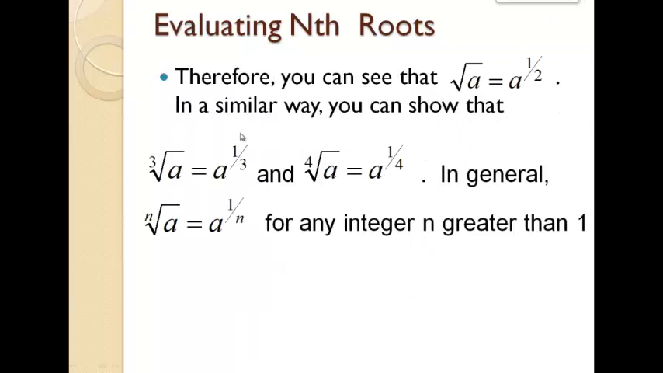So we can likewise do a similar proof for any of the other roots, and we're going to find that they are fractional exponents. So a to the 1/3 means the cube root of a, a to the 1/4 means the fourth root of a, and in general a to the 1 over n for any integer n greater than 1 is going to be the nth root of a.